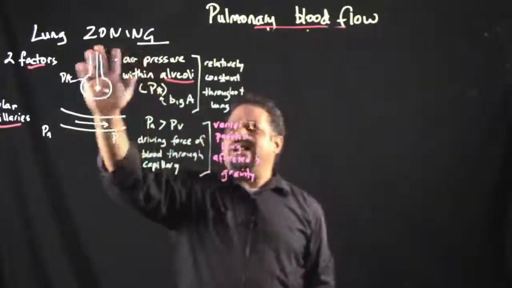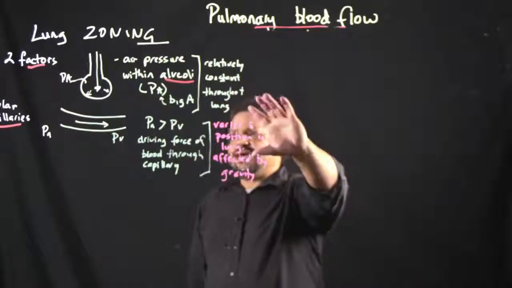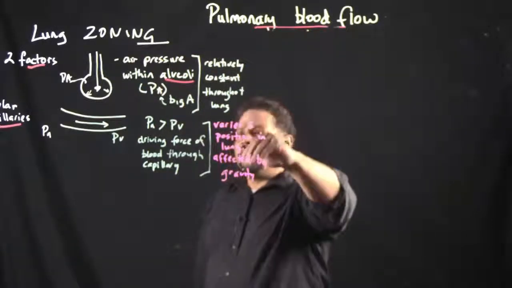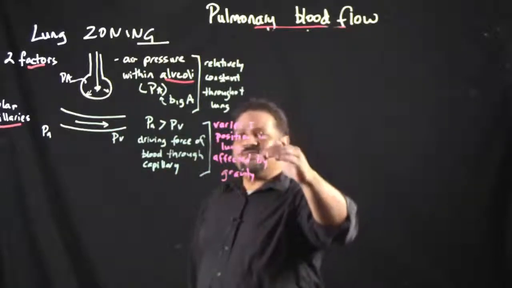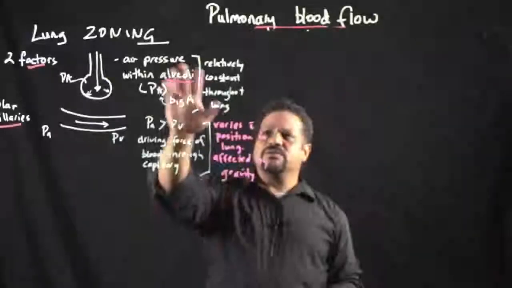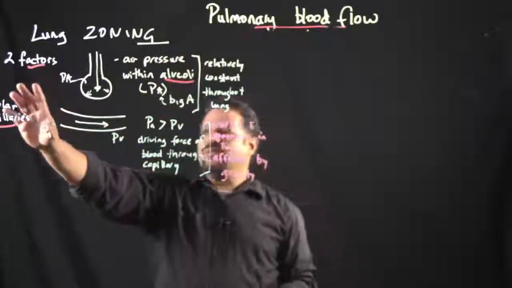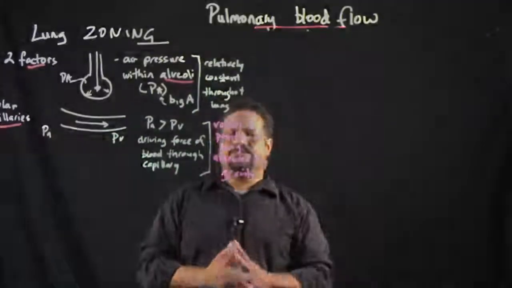So the alveolar pressures are relatively constant throughout the lungs. However, the alveolar capillary pressures change depending on the position where they are found in the lung, and they're affected by gravity. So in lung zoning, we have the alveoli, and we also have the alveolar capillaries, and we have an interplay between those two.